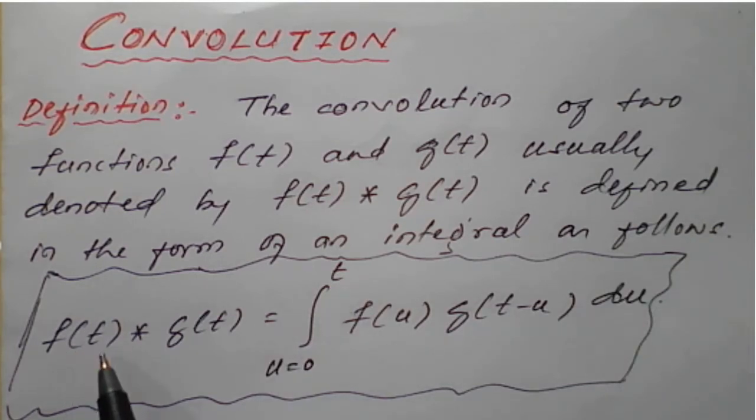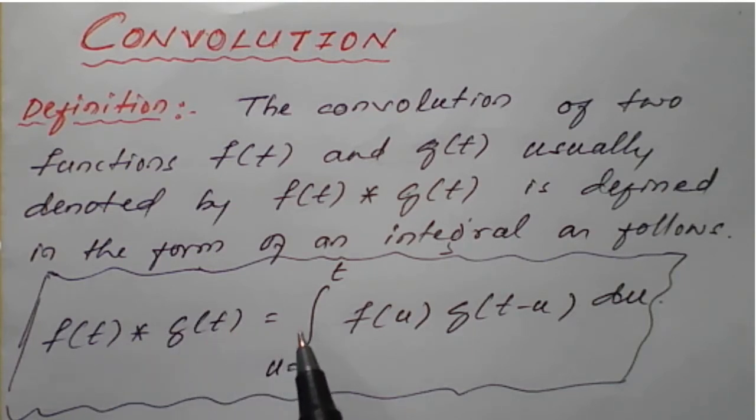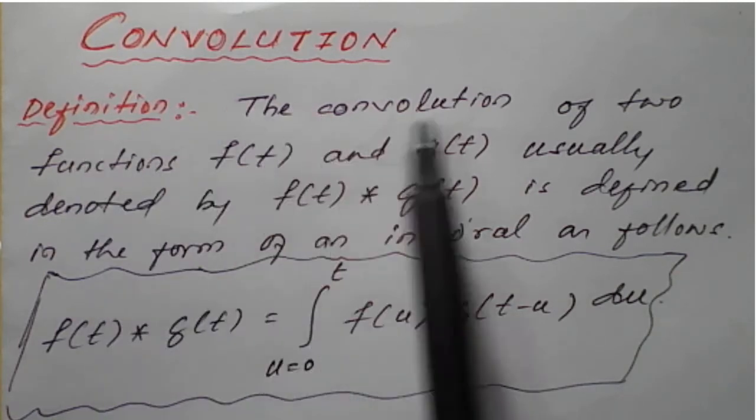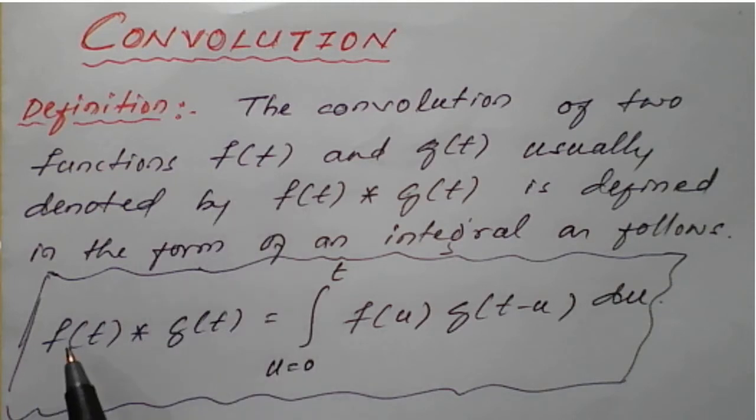That is, f of t star g of t is nothing but the integration of u from 0 to t, f of u g of t minus u into du. So this is nothing but a convolution equation, I can say. So it is defined as the convolution of two functions f of t and g of t is given by integration from 0 to t f of u g of t minus u into du. So this is the statement for convolution.